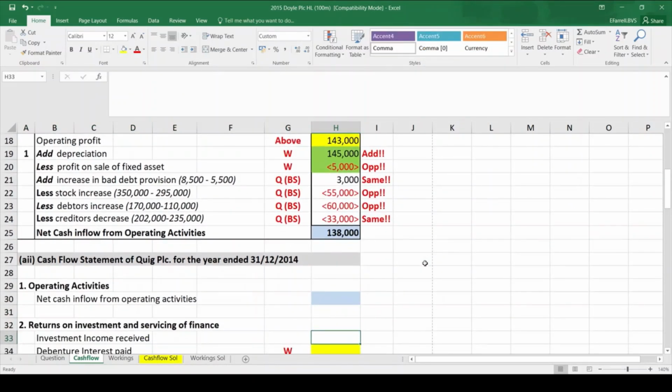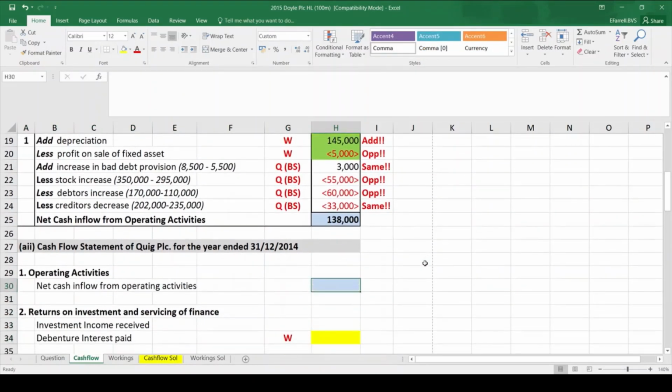Now, the cash flow itself. So the first heading in the cash flow is going to be operating activities. That is simply the total from the previous part, 138,000. Heading 2 is return on investment and servicing of finance, which is really any interest that we received or any interest that we paid. Again, because it's a cash budget, any money coming in will be a plus, any money going out will be a minus.